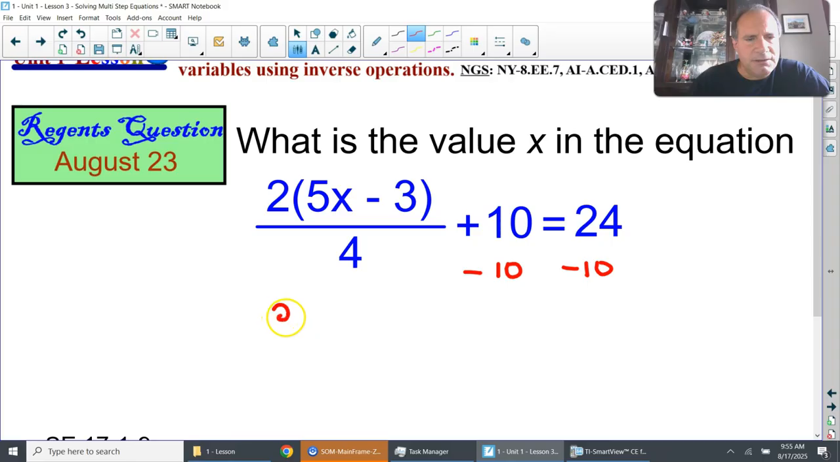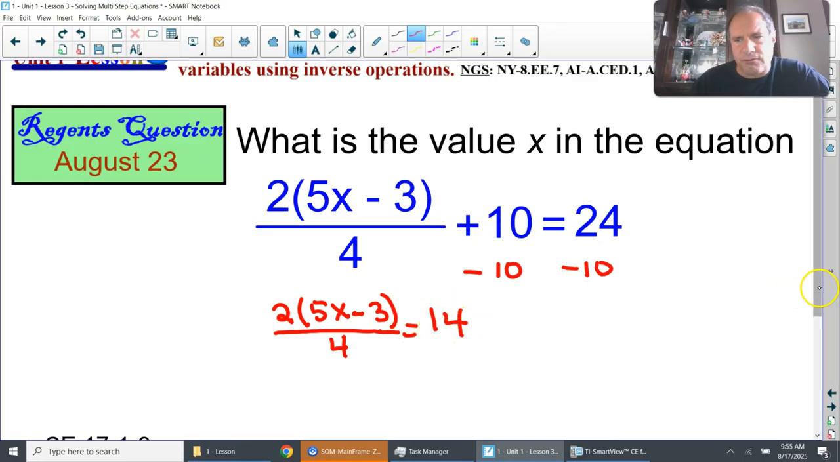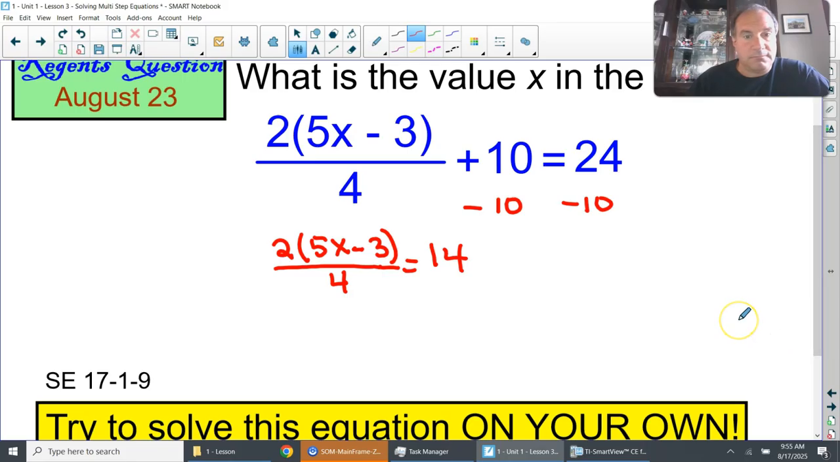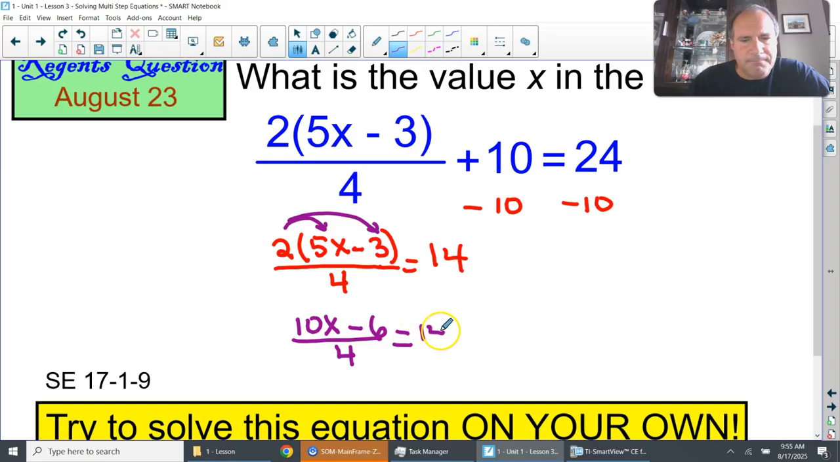I'm going to rewrite this. 2 times 5x minus 3 over 4 equals 14. And so far, I'm doing okay. So let's go ahead. I need to get rid of these parentheses because they're bothering me now. All right, so I'm going to use the distributive property. This is 10x minus 6, all over 4, equals 14.